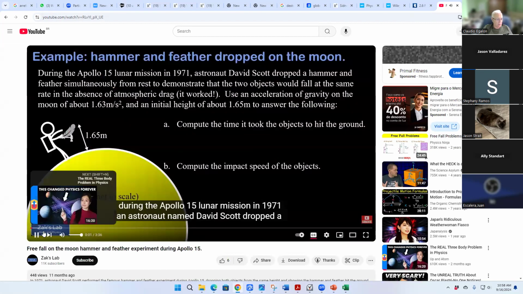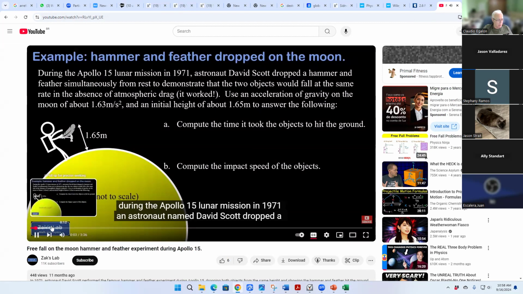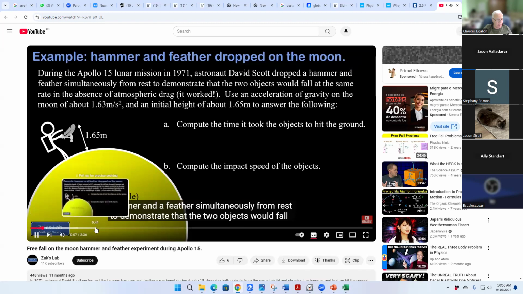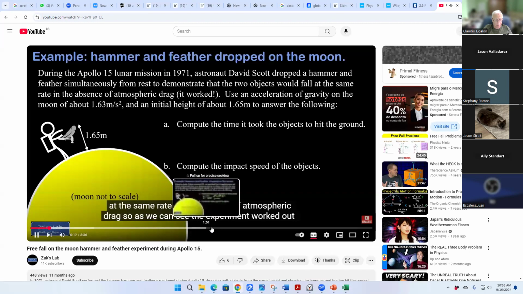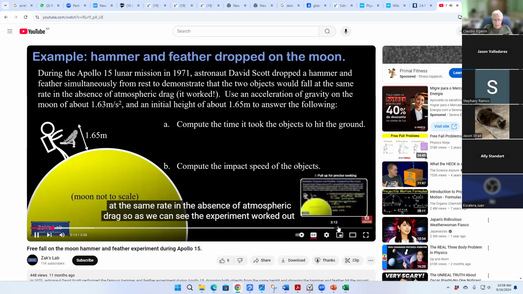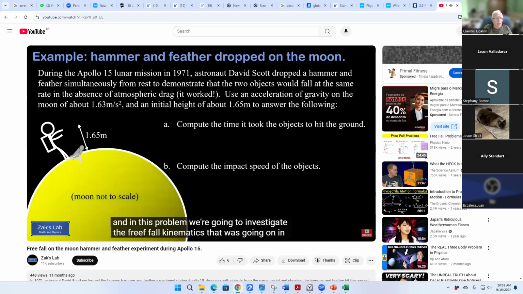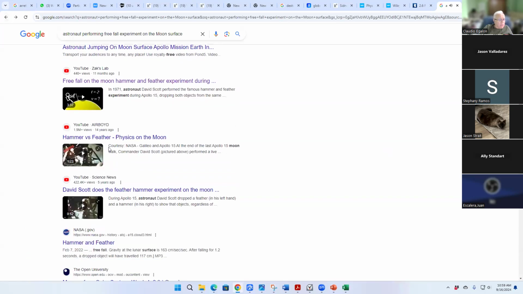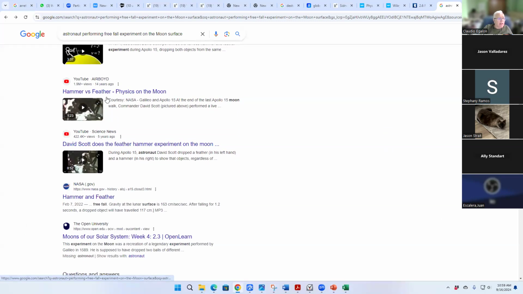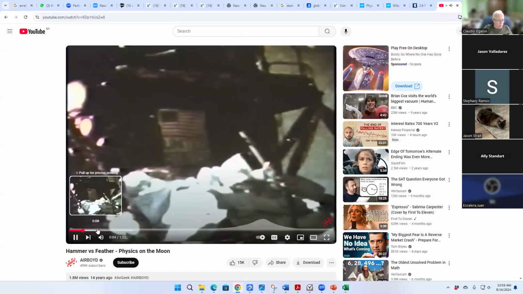During the Apollo 15 lunar mission in 1971, an astronaut named Scott dropped a hammer and a feather simultaneously from rest to demonstrate that the two objects would fall at the same rate in the absence of atmosphere. Yeah, they don't have the video, unfortunately. Maybe it's this one here. Hammer versus feather. Yeah, it must be this one. Let's see, this one here.